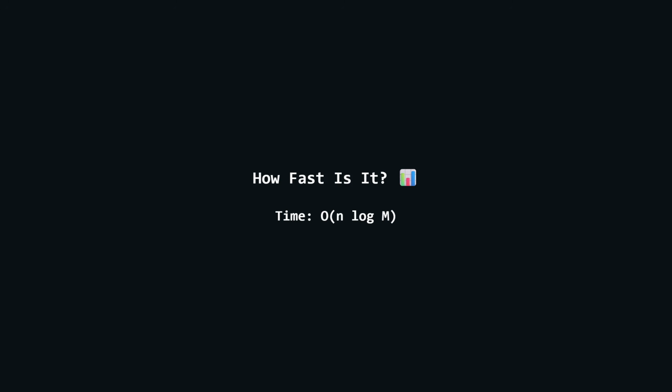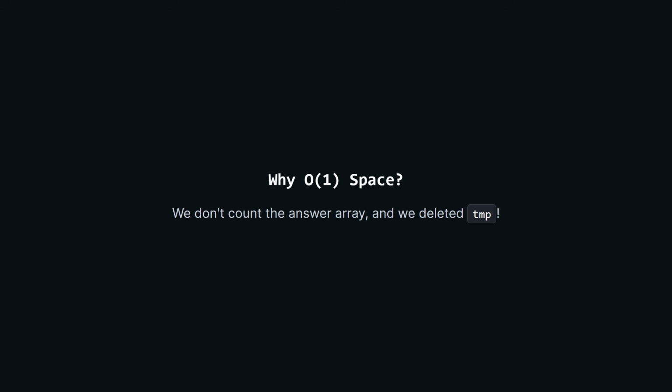For this second approach, the time complexity remains the same, big O of n log m. But look at the space complexity. It drops down to order 1, which is constant space. This is because we don't count the memory required for the final answer list, and since we completely got rid of that temporary array, we use almost 0 extra memory.